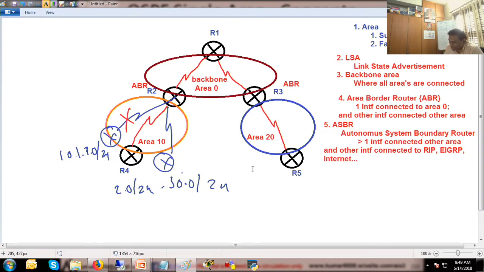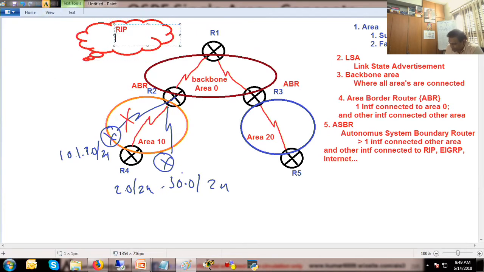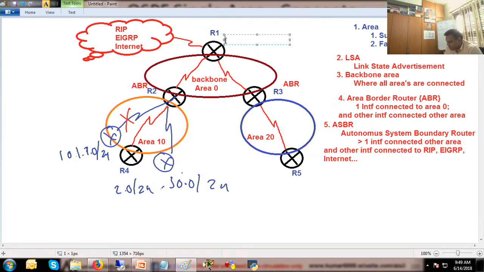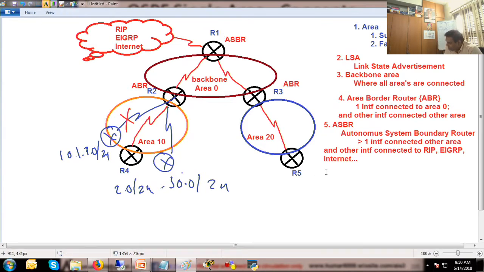So let us take this R1. There is a network that may be anything, RIP, EIGRP, internet. It is connected. So R1 is connecting out of OSPF. It is going somewhere out from OSPF. So that router is called what? ASBR. Understand?